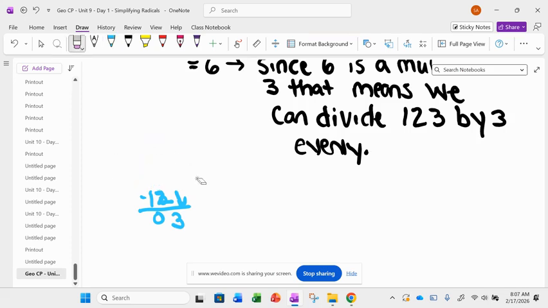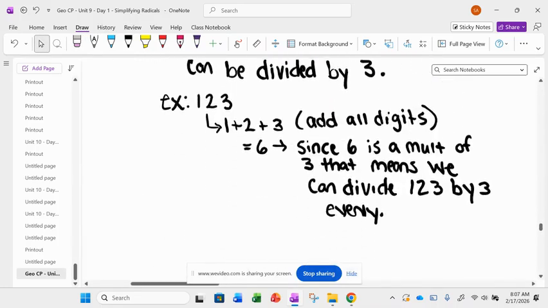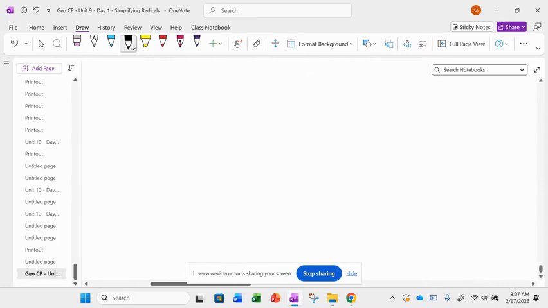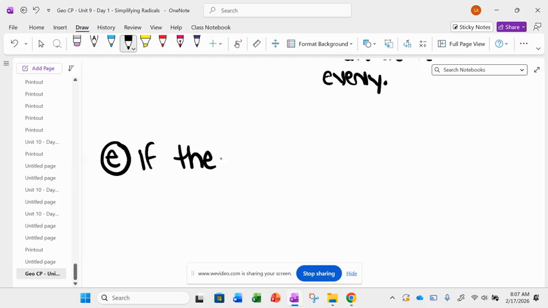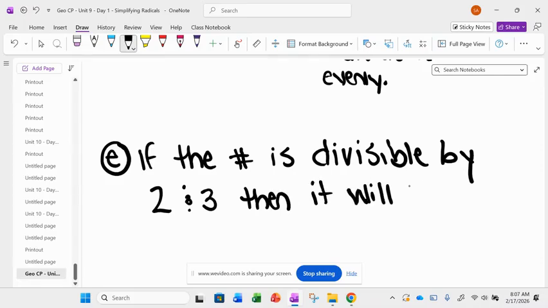Okay, one more rule. And that rule is for 6, divisible by 6. We ready? So what is that? If the number is divisible by 2 and 3, then it will be divisible by 6.